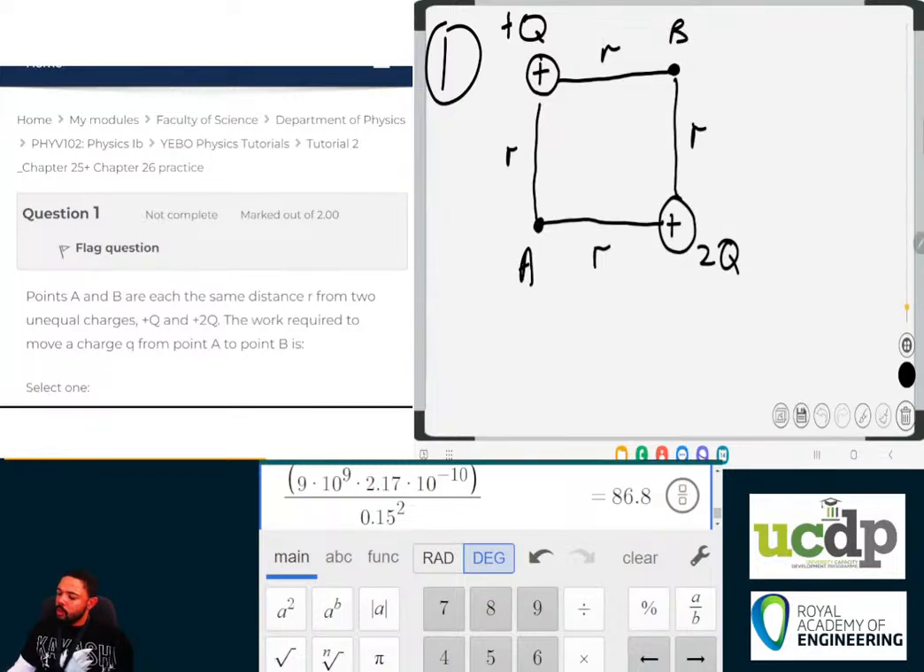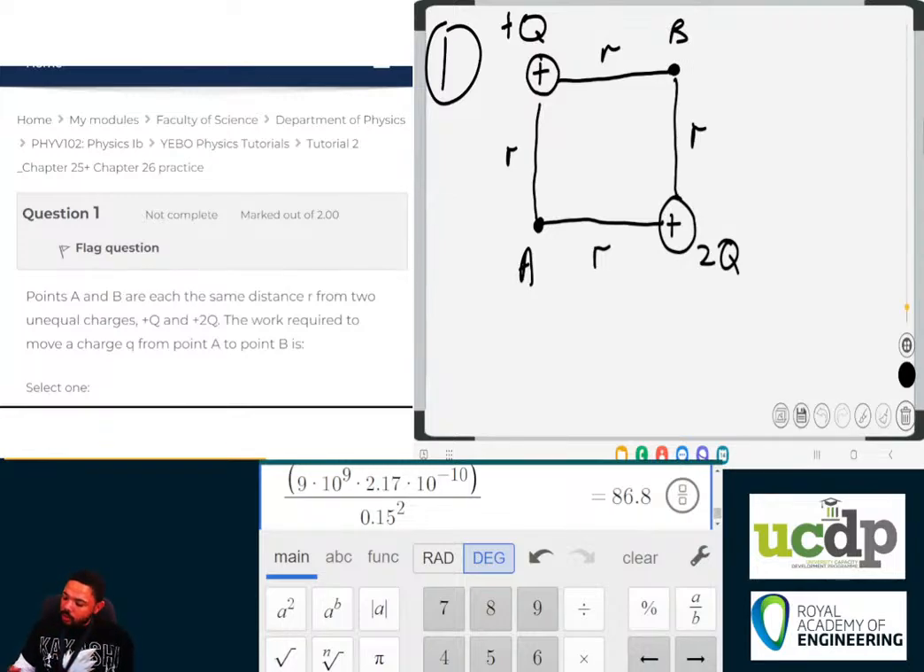Now, each of these distances is r, so this is a square. The question is, what is the work required to move a charge q from point A to point B? So this is point A. What's the work required to move a charge from this point to that point?